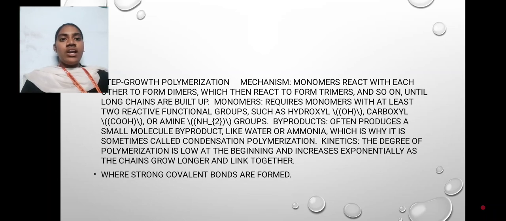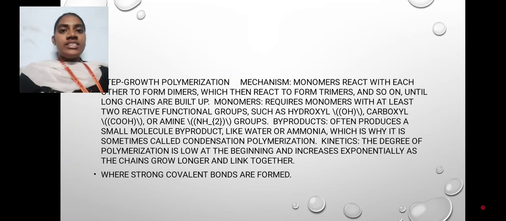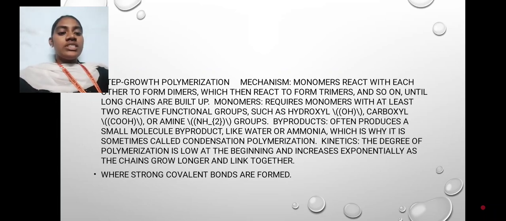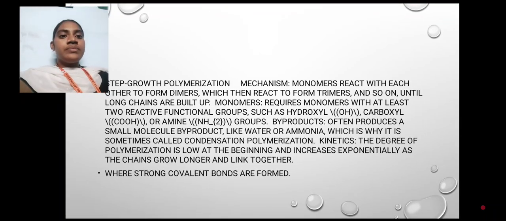Considering nylon 66 polymerization as an example. Initial reaction: the amine group reacts with carboxylic acid groups, forms an amide bond and releases water in this step. And the chain growth step: the product still has NH2 and COOH groups. It reacts again with monomers, whereby nylon 66 is formed, where strong covalent bonds are formed in this polymerization.